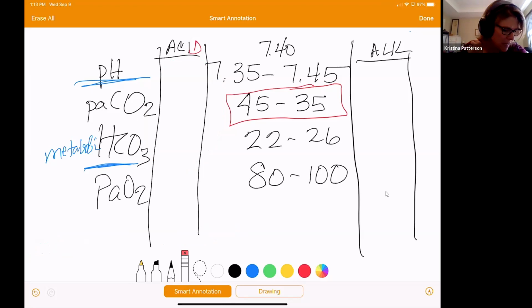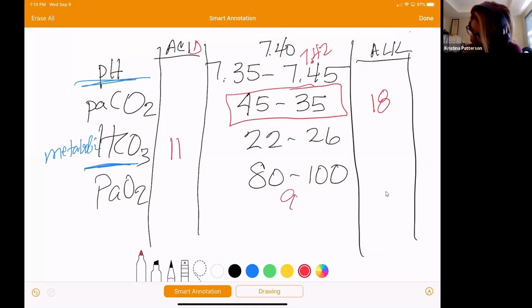And so now, again, we had a pH of 7.42. All right, so this is where we're going to practice that use this 7.40. So 7.42 is between 7.40 and 7.45. So I'm just going to slap it up here, okay? 7.42. We have a PaCO2 of 18. That's over here because it's less than 35. We have a bicarb of 11. That's over here. And we have, again, a PaO2 of 95. So we're perfectly fine. We're oxygenating well.